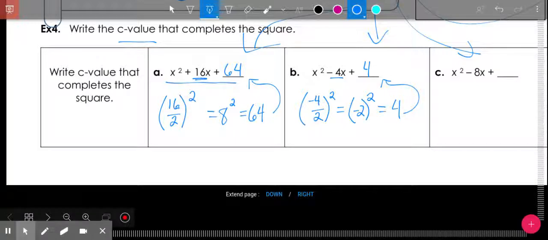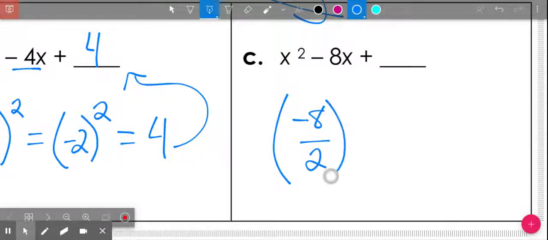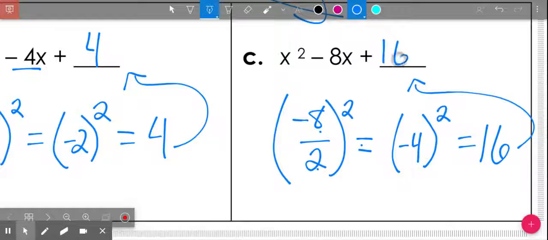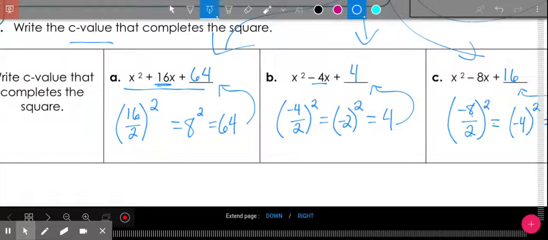Do the same thing with part c. Same process. So we're going to take that b value, negative 8, divided by 2, and then we're going to square it. Negative 8 divided by 2 gives me negative 4 squared. And negative 4 times negative 4 gives me a positive 16. So that's what's going to go in my blank. Okay, so these are all those c values. Those are those perfect square trinomials. Okay, and we're going to have to be able to do that for our skill tomorrow.